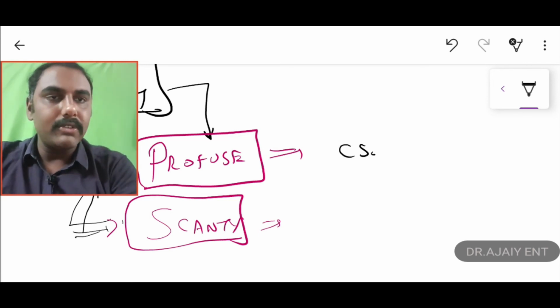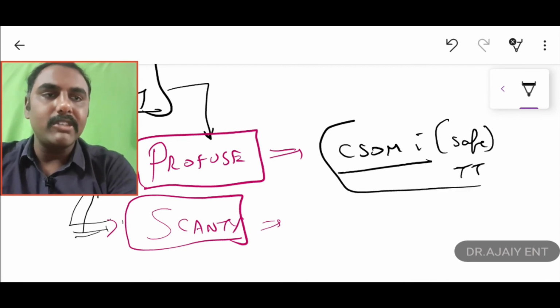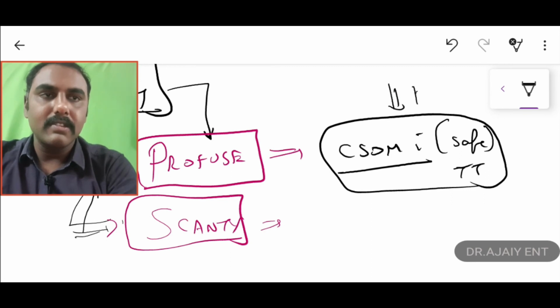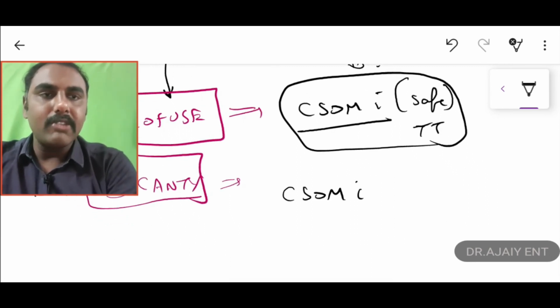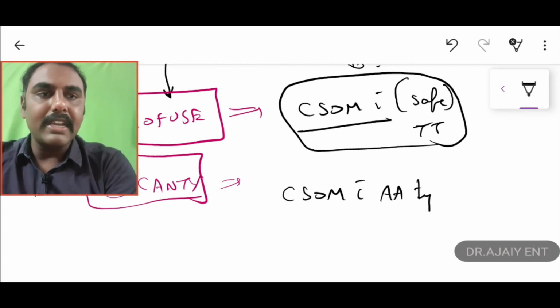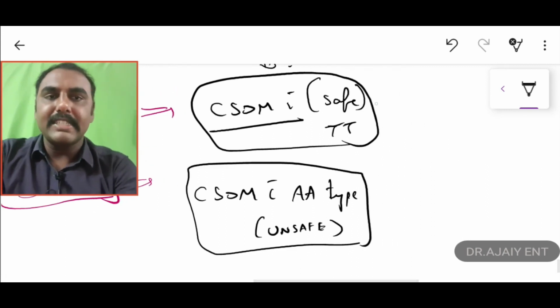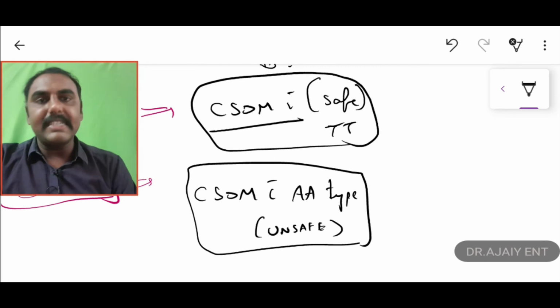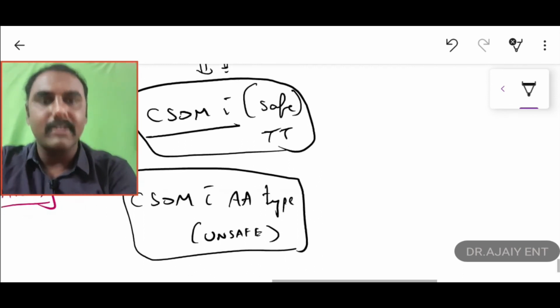Okay. So profuse ear discharge is seen in chronic suppurative otitis media safe type, the tubotympanic type, which you will get in the exam. A scanty ear discharge is seen in chronic suppurative otitis media atticoantral type, that is the unsafe type. Why is there a profuse ear discharge here, why is there a scanty ear discharge here, what is the difference, what is actually happening, what is the reason for it?